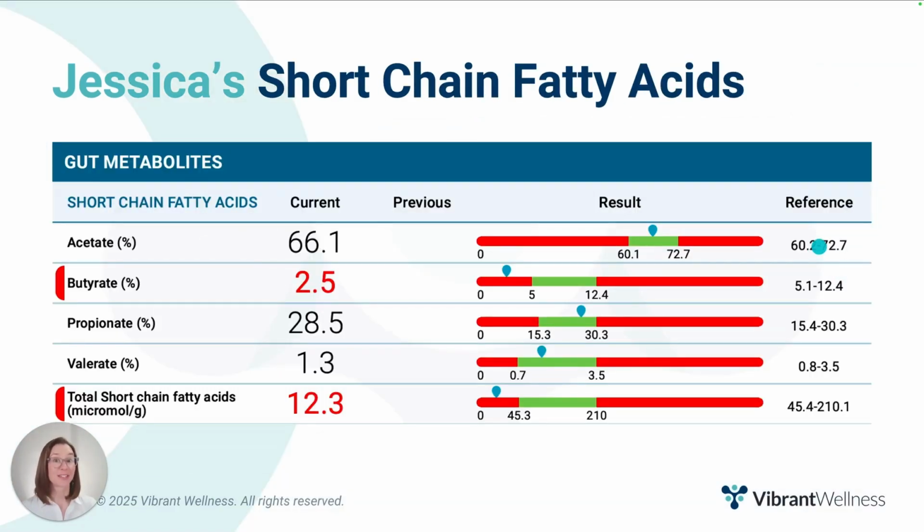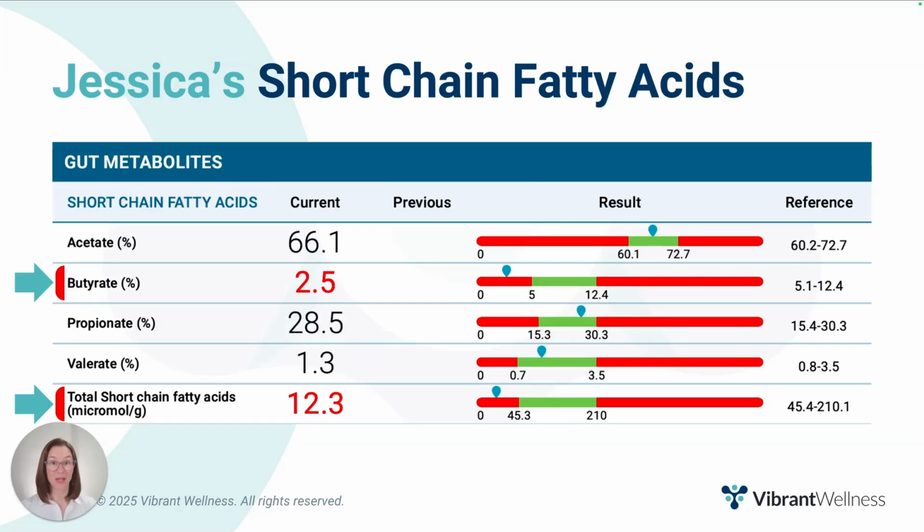Now let's check out Jessica's short-chain fatty acid levels. I look at the total amount of short-chain fatty acids first. The reference range indicates we want short-chain fatty acid levels between 45 and 210 micromoles per gram of stool. But unfortunately, Jessica's levels are at 12.3, which is pretty gosh darn low. In addition to total short-chain fatty acid deficiency, Jessica also has extremely low levels of butyrate, only 2.5% when it should be between 5 and 12%.